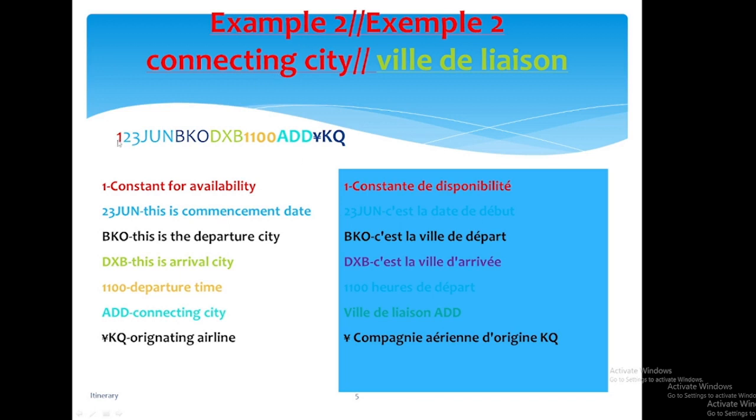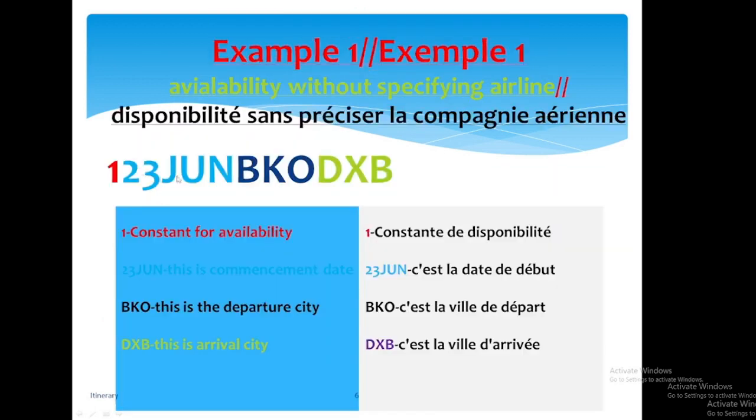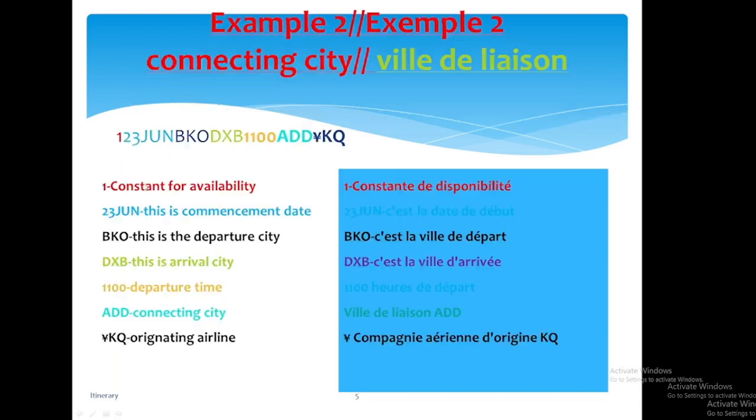So like I said, 1 is constant. The dates follow, then the city pair Bamako, Dubai, then the departure time. If you want to use the connecting city, you must add the time. You can just put any time. If you know the flight departs in the morning, just put any time in the morning. If they depart at night, put any time in the evening.